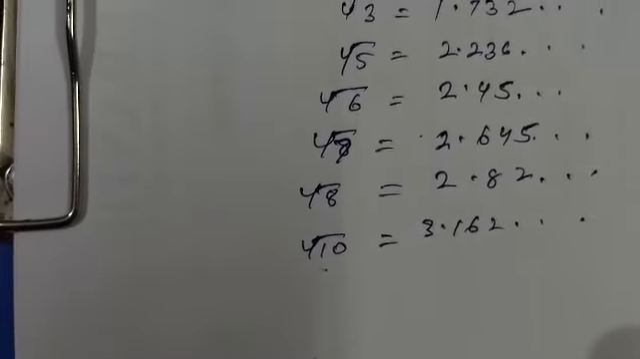From here you can observe that when you increase the value inside the root, the value is also increasing. 1.732, 2.236, 2.45. It keeps on increasing when you increase the value under the root. Clear? Then now you have to decide which one is the greater one.